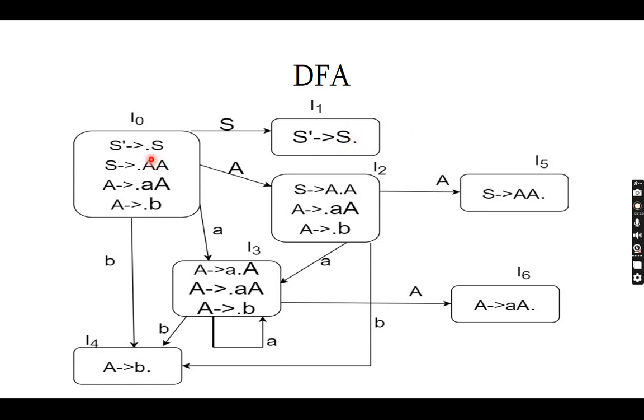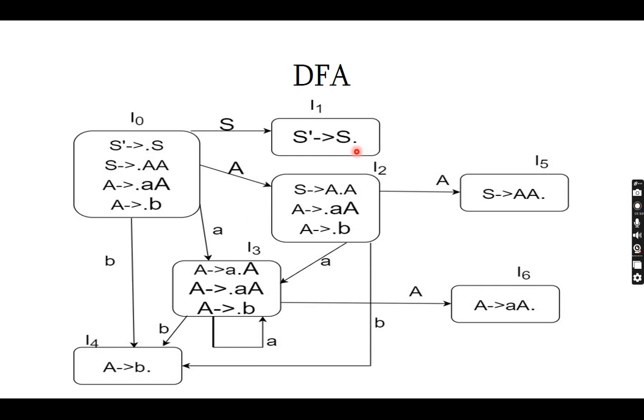See here, this dot is there before S, and we have moved this dot to the next position, that is called a goto. Now here we have written S transition. See, there is a transition from I0 to I1, so the input symbol I have written is S. Why? Because next to the dot, S is there, so we have to write S here. Okay, and then after that we have to move this dot to the next position, that is called a goto.